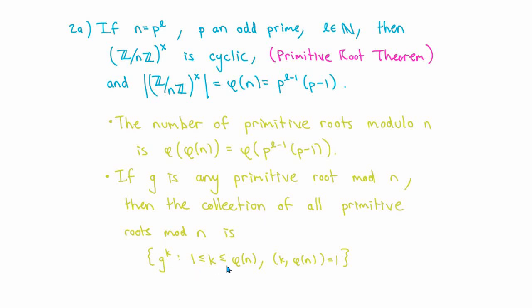Now, once we've found one primitive root g modulo n, we can also use it to list out all of the other primitive roots modulo n. And that's because if g is a generator for this cyclic group, then the collection of all generators for the group is given by g to the k, where k runs through all of the residue classes modulo the order of the group which are relatively prime to the order of the group. In this case, the order of the group is phi of n, so if g is a primitive root modulo n, then the collection of all primitive roots modulo n is precisely the collection of all residue classes g to the k, modulo n of course, where k runs through the integers from 1 to phi of n which are relatively prime to phi of n.